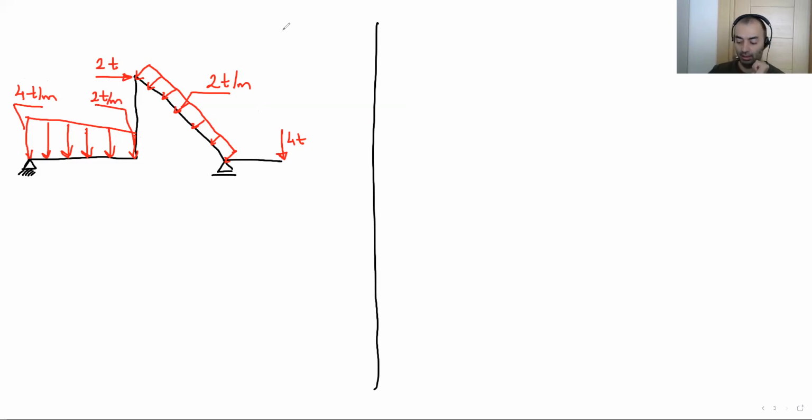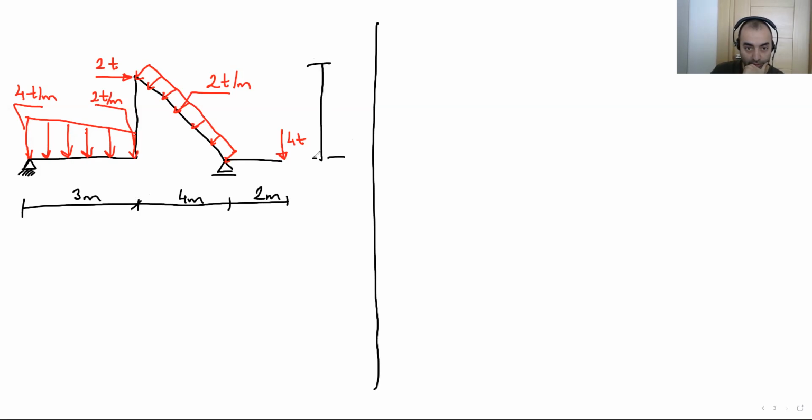Okay. What do we need more? We need the spacings. Let's draw the spacings. Here we have 3 meter, and here 2 meters. And what's the height? The height is here 4 meter. Okay, good.